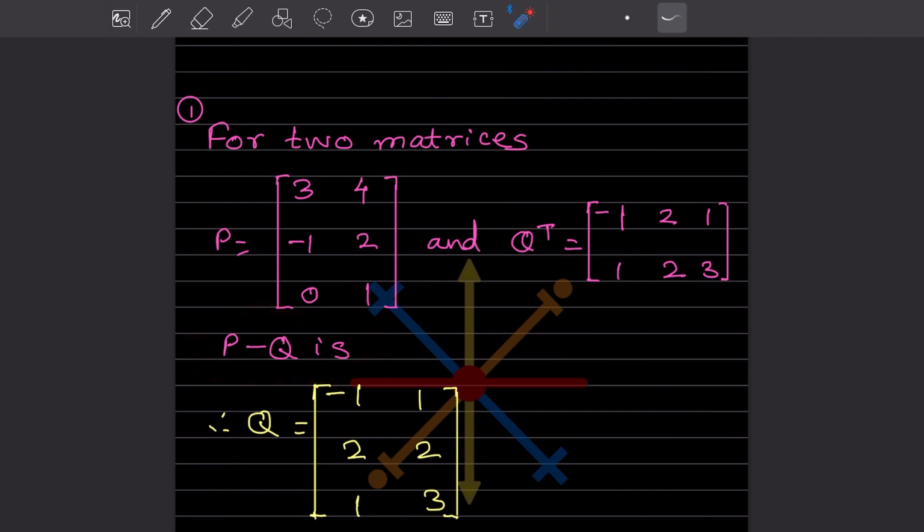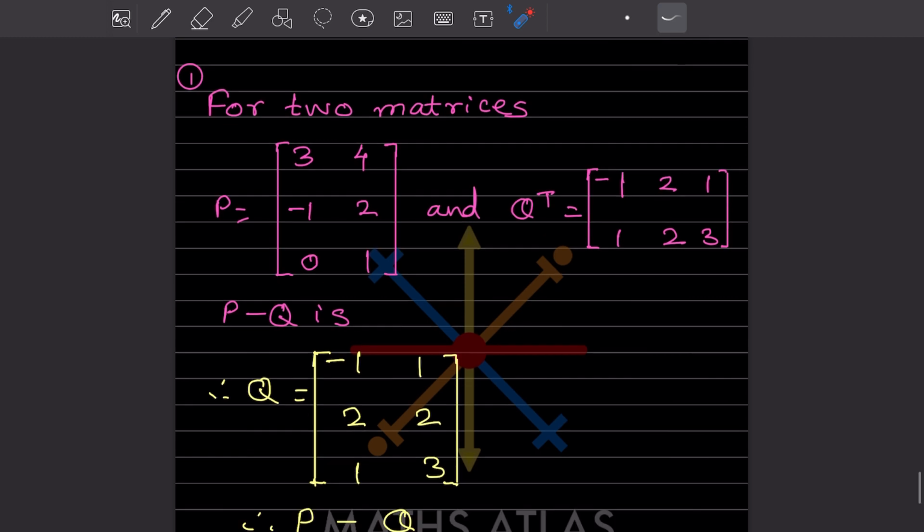So now let us see here. For P it is here, so what will Q be over here? Q transpose is given as this one. So Q will be, this will be here, this will be here, and this will be here. And again this will be here, this here, and this here. So from Q transpose, we can find Q in this way.